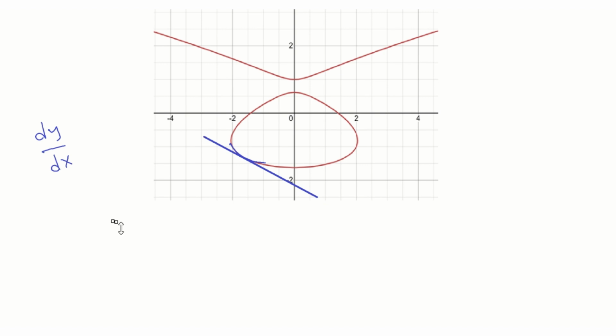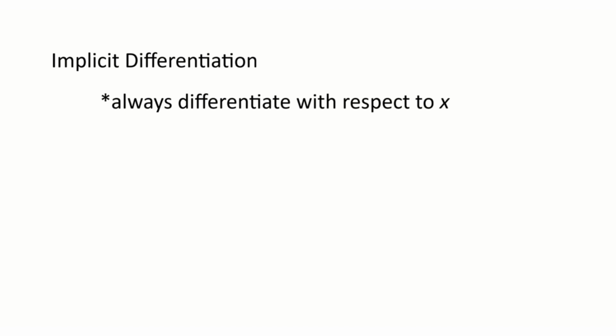So how do we find the derivative, dy dx, for an equation like this? We're going to use a method called implicit differentiation. Here's the core concept. We're always differentiating with respect to x. Let's see this in a few examples.